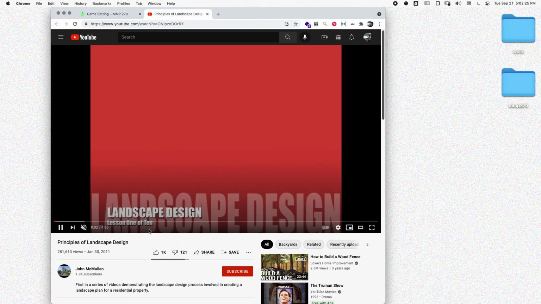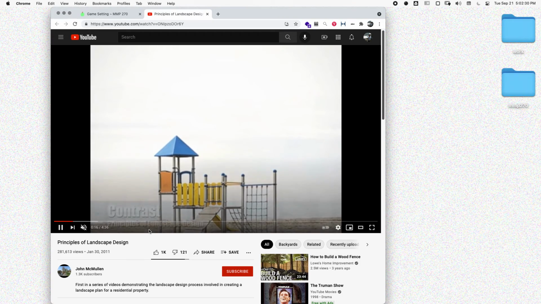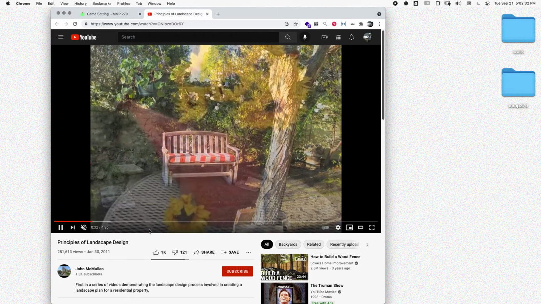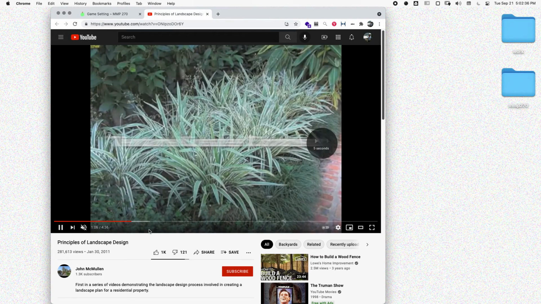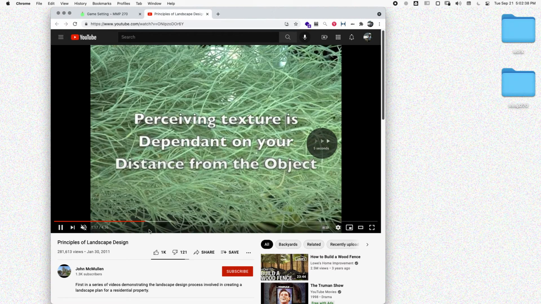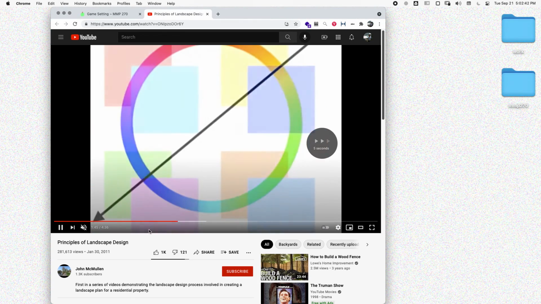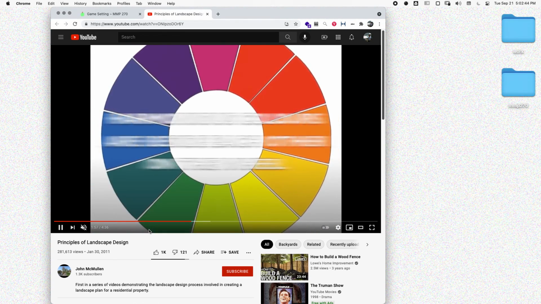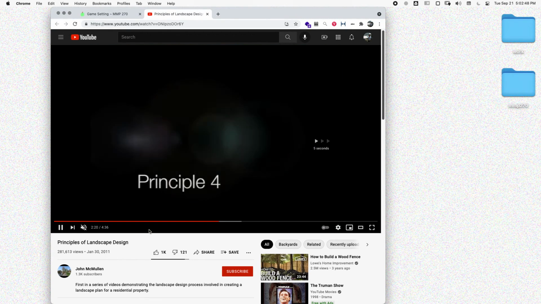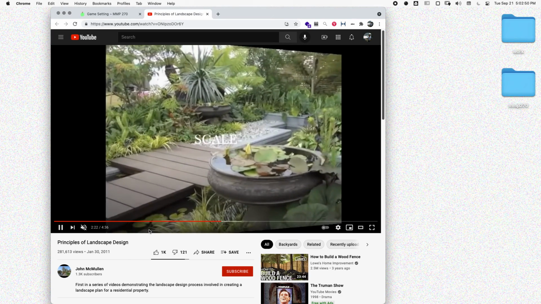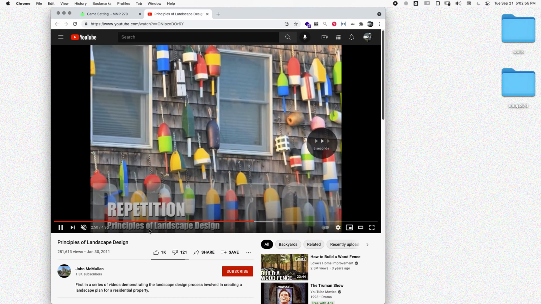Landscape design. So this is another one with a bunch of lessons. Contrast. So contrast between colors or shapes. It's a good thing to think about. Texture again. Color. This has some good examples of contrasting colors versus harmonious colors. Scale. We talked a little bit about scale. They have some good examples of using this.